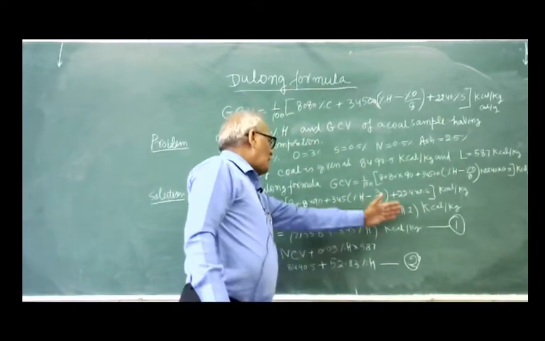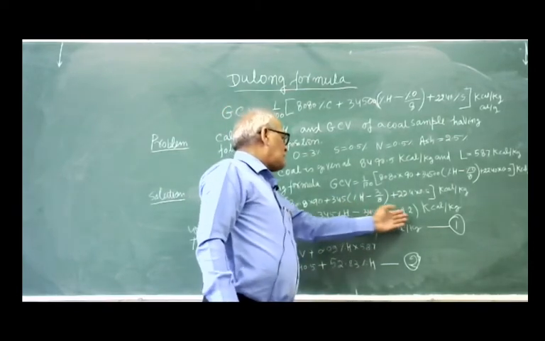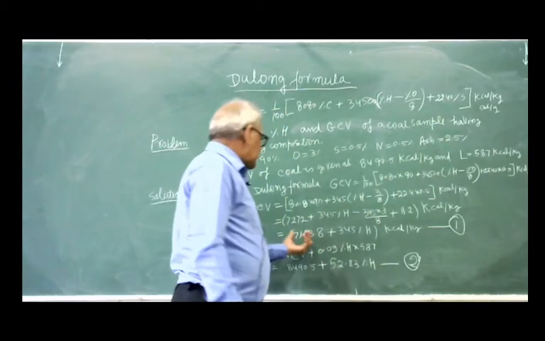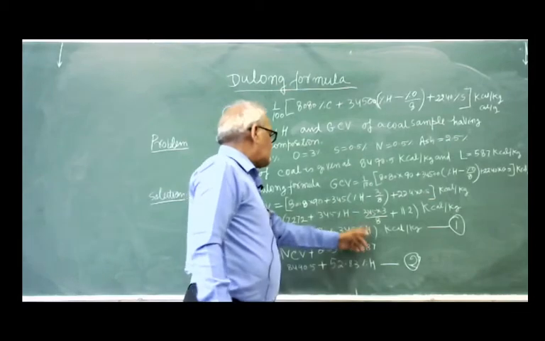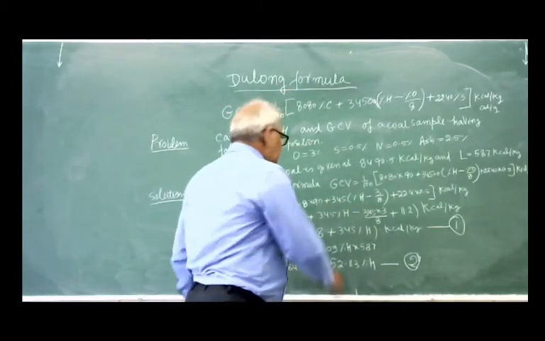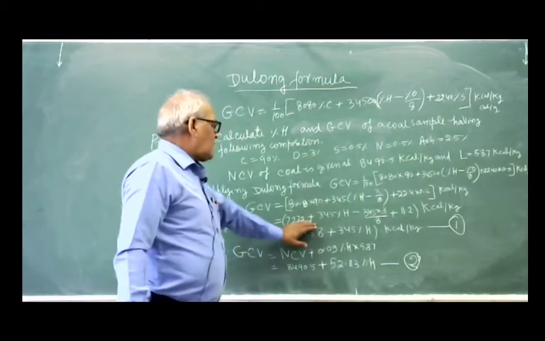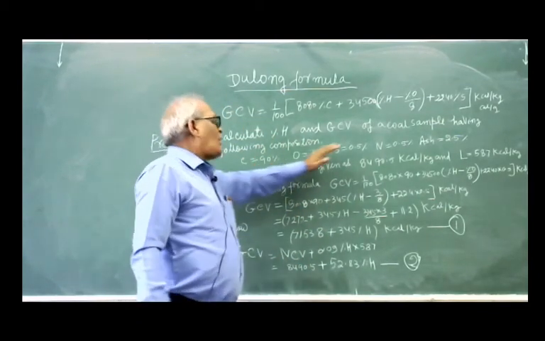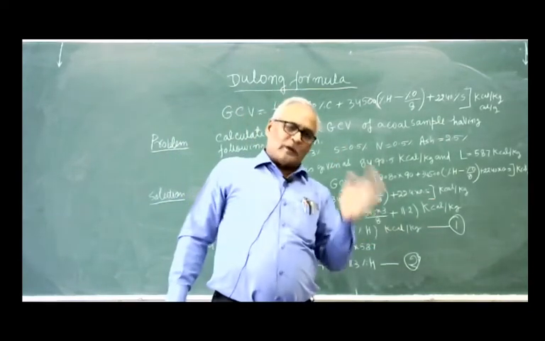So you will solve it. Add this, add this, subtract this, and you will get this much value plus 345 percentage of hydrogen. So this is equation 1. This equation has been obtained by putting all values of the carbon, oxygen, sulfur in the Dulong formula.